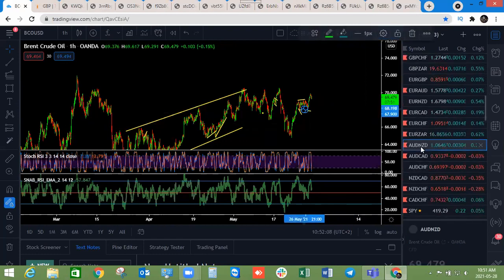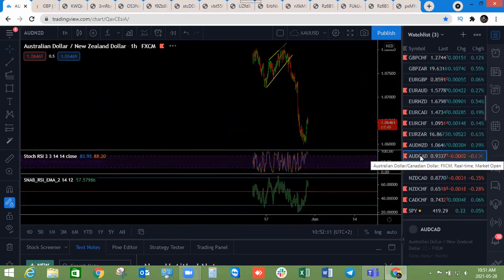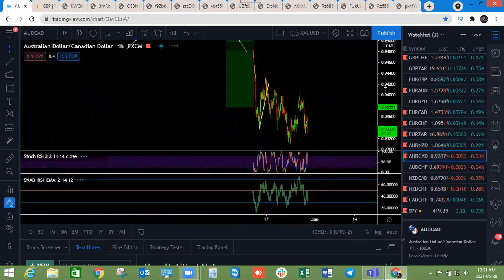Let's look at the crosses. New Zealand, just a bounce. Aussie CAD will continue to the downside.